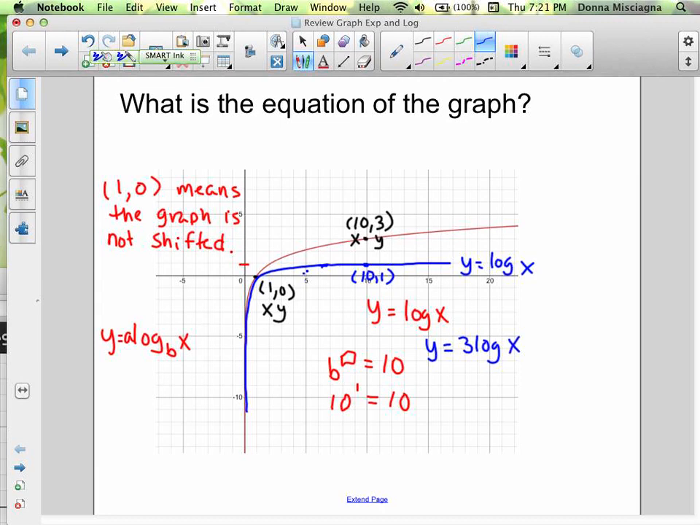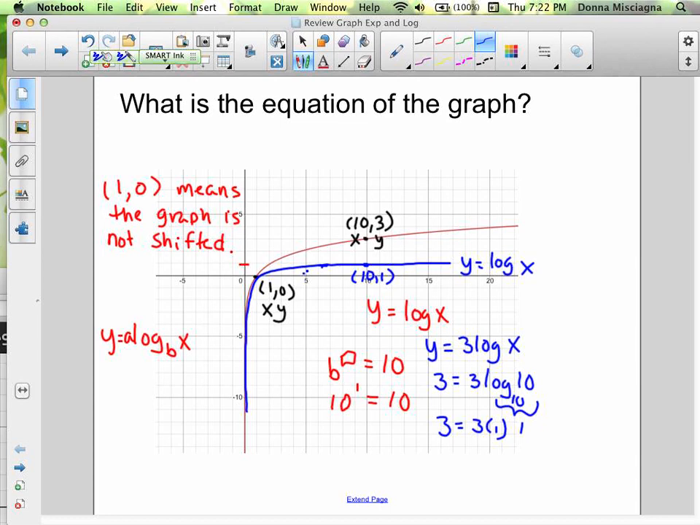Let's see if that works out if we put in the point (10, 3). All right, so we got 3 as an answer for 3 log 10. Well, log 10, that's the power I have to raise 10 to get 10. So this here equals 1. So 3 does equal 3 times 1. That checks out.